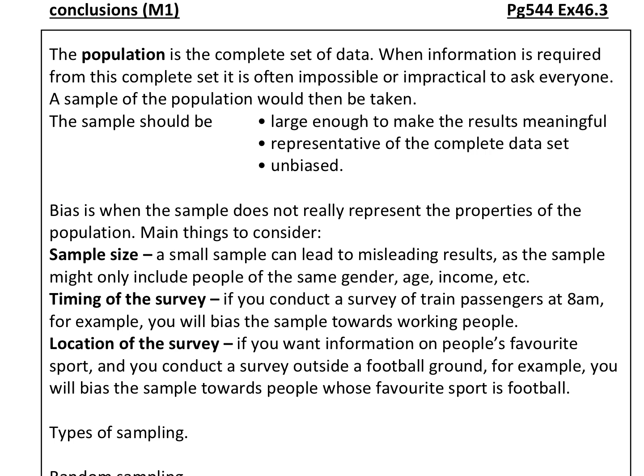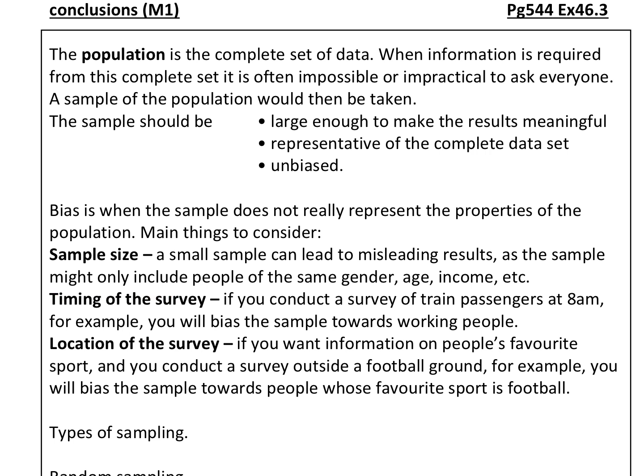Bias is when the sample does not really represent the properties of the population. So there's a few things to consider. The main things to consider: sample size. A small sample can lead to misleading results, as a sample might only include people of, say, the same gender or the same age or the same income, if you don't have enough in your sample.